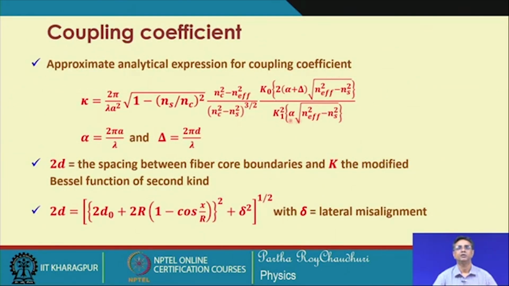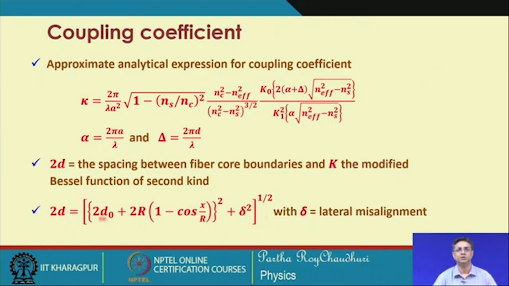This coupling coefficient requires a little algebraic operation to come to this expression for kappa, which includes the substrate refractive index, the core refractive index, the effective index, and this delta, which is defined by 2π d by λ, whereas alpha is defined by 2π a by λ. 2d is the spacing between the fiber core boundaries, and K is the modified Bessel function of the second kind. We have seen this K in the case of optical fiber.